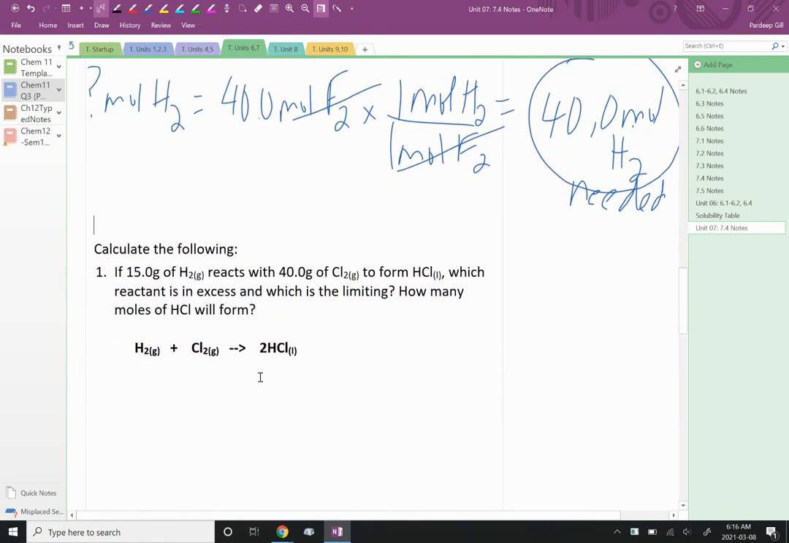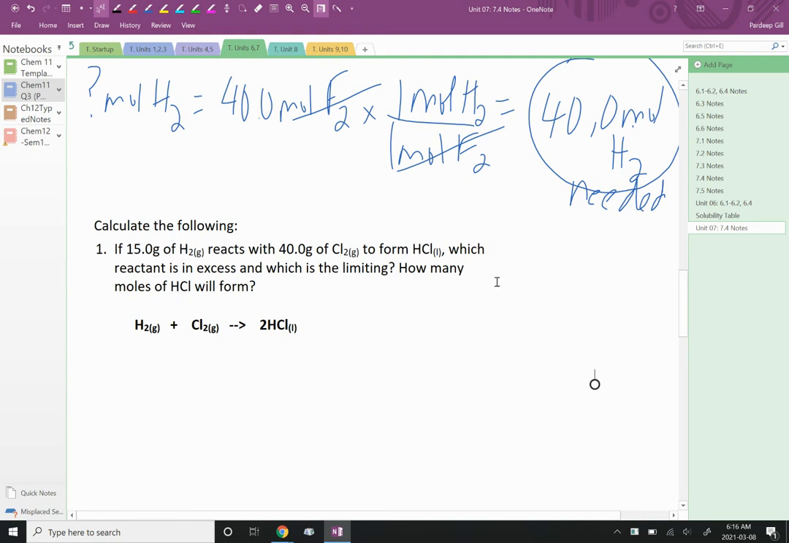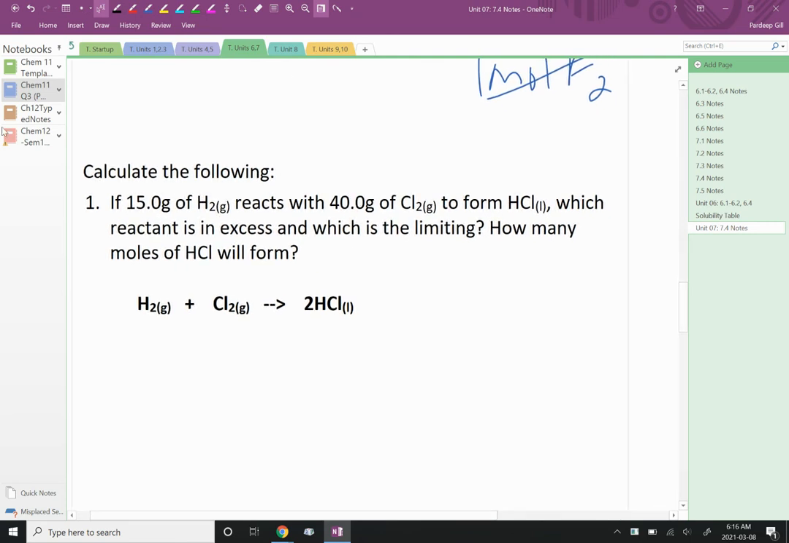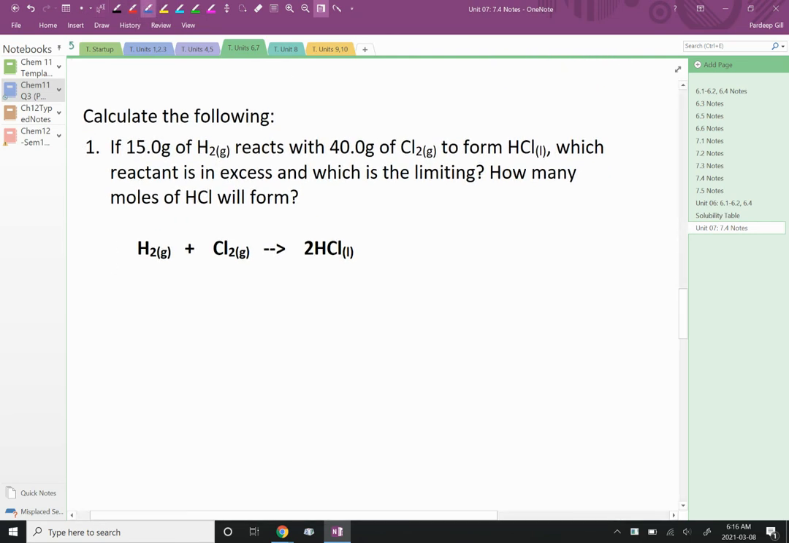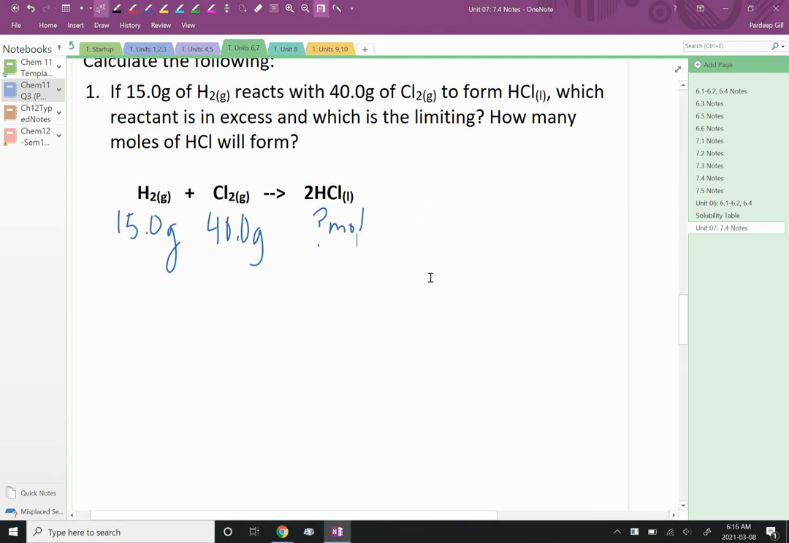Okay, let's go ahead and try a few more examples. Once again, pause the video at this point, try the example, and then continue the video. Here we have 15 grams of H2 reacting with 40 grams of Cl2, and we want to see how many moles of HCl will form. Go ahead and set this one up, and I'm just going to set up my 2 mole bridges to show you what I'm trying to calculate here.